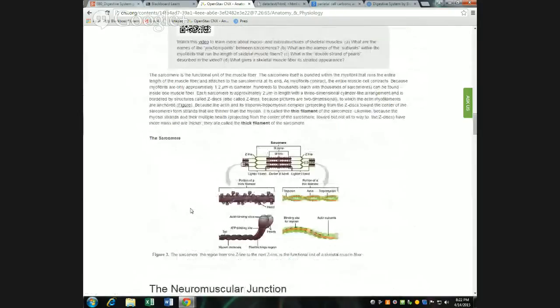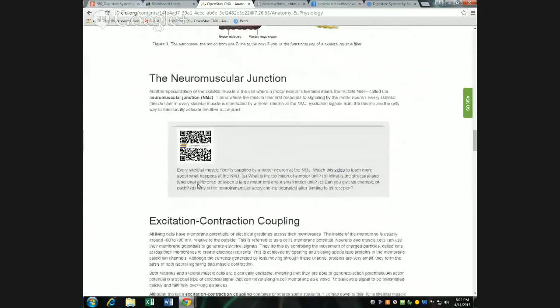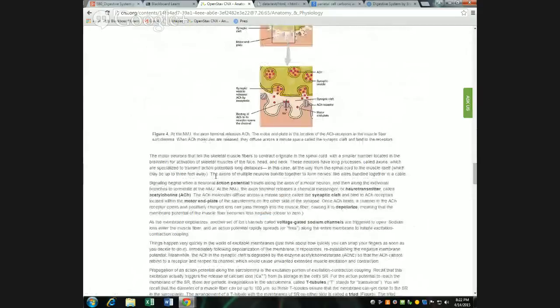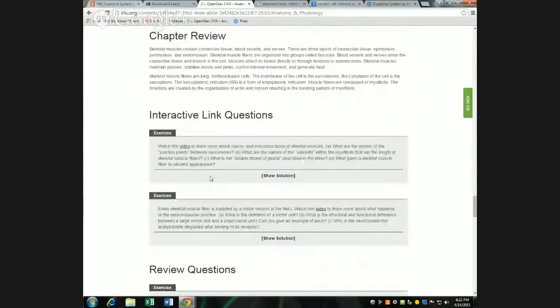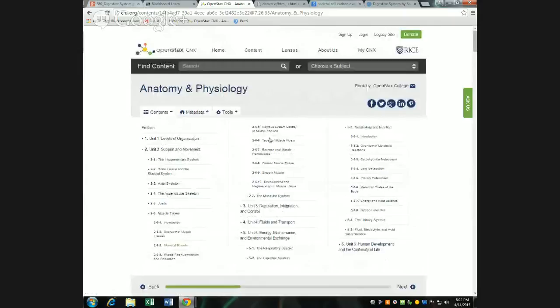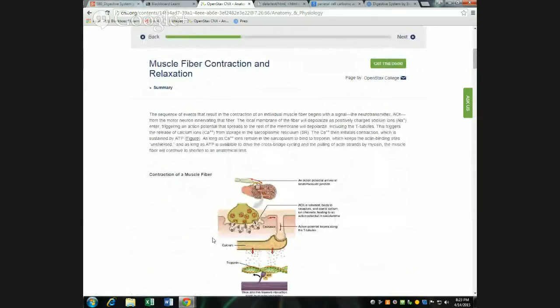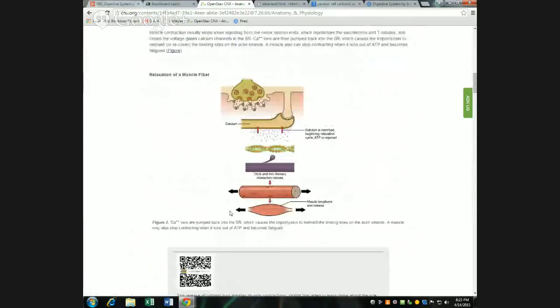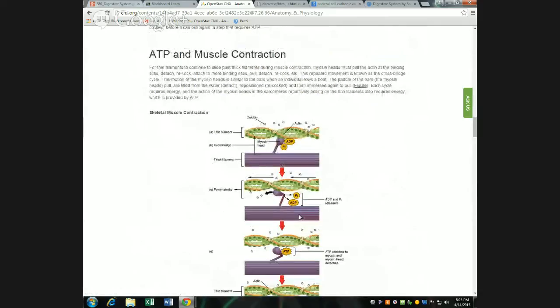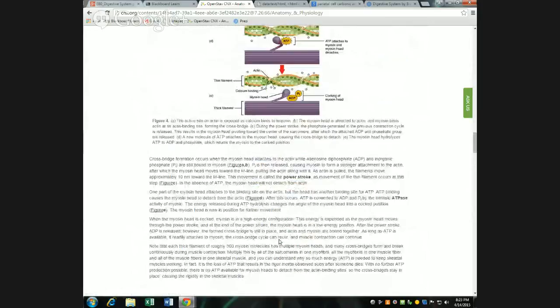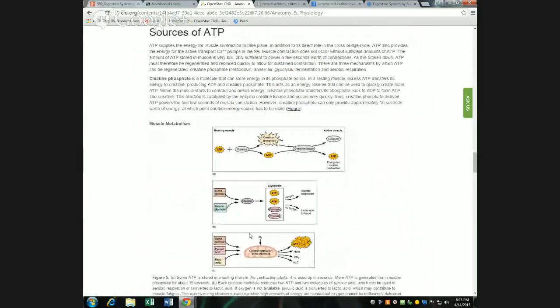Talks about the structure of skeletal muscles, how they're connected to the nervous system. Oh, not that section. It must be in the muscle fiber contraction part. Because muscle fiber contraction, remember, requires ATP. So in the book here, after talking about how that happens and how the ATP is used, the book then goes on to sources of ATP.